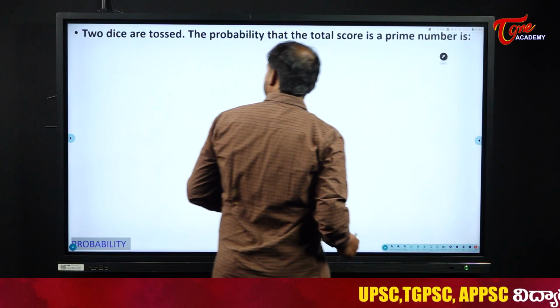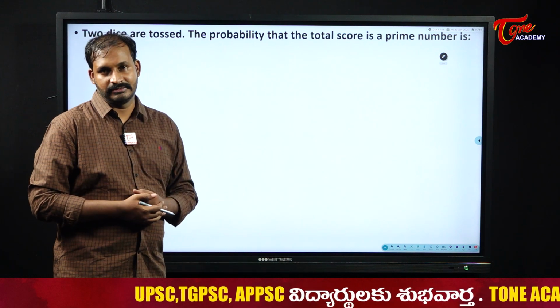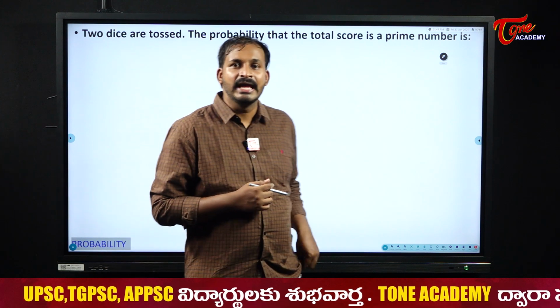Okay, next one. Two dice are tossed. The probability that the total score is a prime number. Now please see here, the total score should be a prime number.